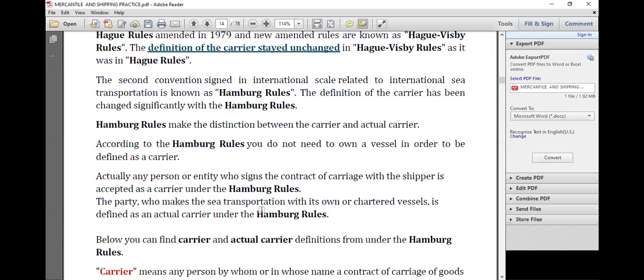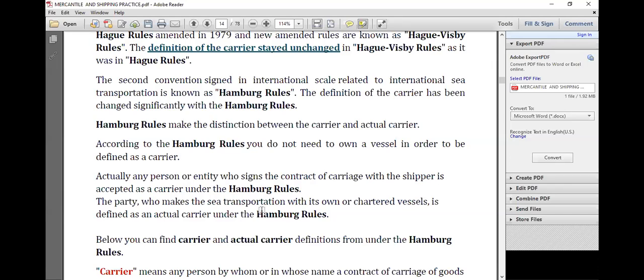So according to the Hamburg Rules, you do not need to own a vessel in order to be defined as a carrier. Okay, so they are making it that to be called a carrier, you don't need to own a vessel. You can charter it, or you can sublet it. Actually, any person or entity who signs the contract of carriage with the shipper is accepted as a carrier under the Hamburg Rules.